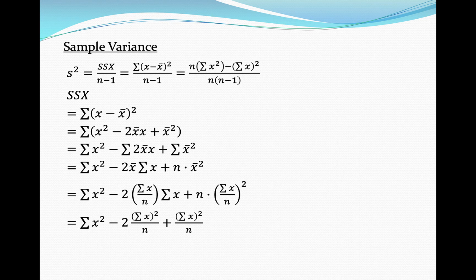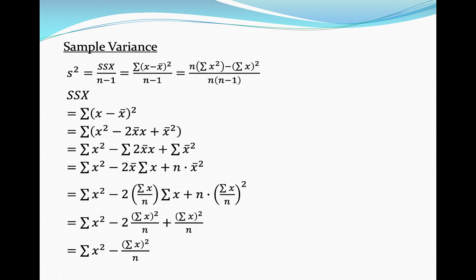So now we have like terms. If you look at those last 2 terms, both of them have that sum of x quantity squared over n. So we basically have minus 2 of those plus 1 of those, which just gives us minus 1 of those, which gives us sum of x squared minus sum of x quantity squared over n. So that's a very common simplification. It's the simplification of the sum of squared x's. That's something that we do a lot. We use this different version of the sum of the squareds.